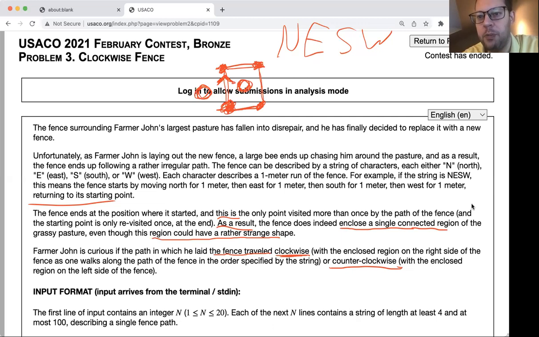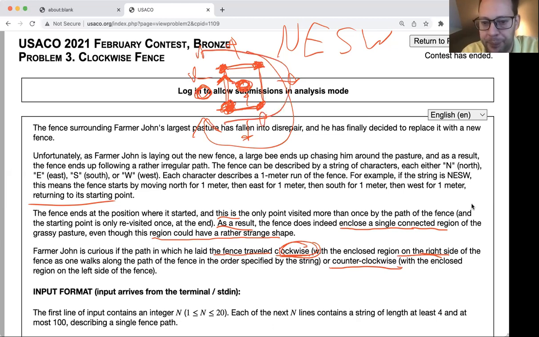So since the open space is to the left the entire time he walked around, and to his right was the inside, that means that this is the direction he walked in, which is clockwise. So they're describing clockwise, which means the enclosed region is on the right side. Versus, for example, counterclockwise, which would mean the enclosed region would be on the left, which would mean he would be traveling the other way, and that would be counterclockwise. Okay.